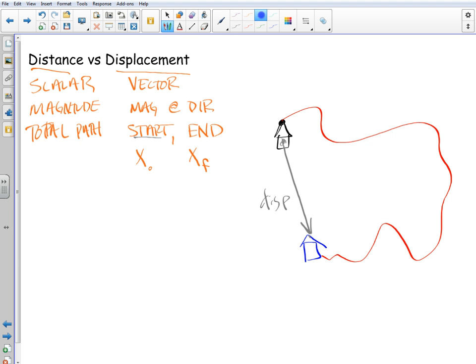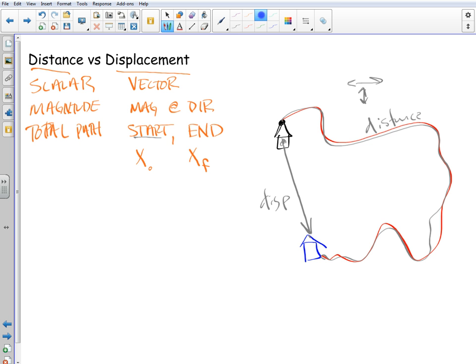Now, this is obviously not a one-dimensional situation because I moved both left and right and up and down, but to illustrate the point. Distance, on the other hand, would be this entire path that you walked. Sorry, I can't see that. There we go. It'd be that entire path. So it is possible, for example, to have a displacement of 0 and yet have a distance of many miles.